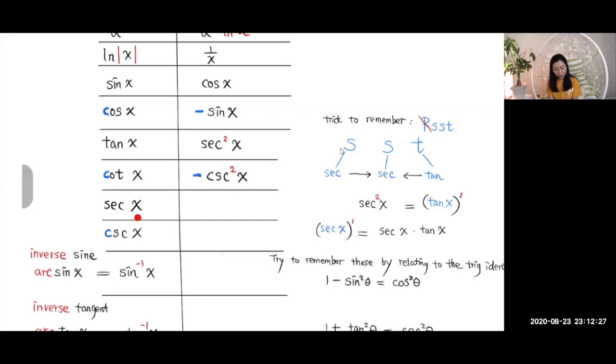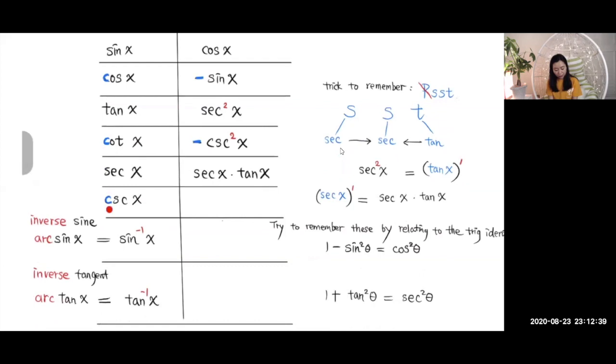Now what about secant of x? The duality for secant x is going to be secant x times tangent x. Now, the duality for cosecant x, well, think about the cofunction of this one and this one, and then you have to add the minus sign in front. So that will be negative cosecant of x, cotangent of x.